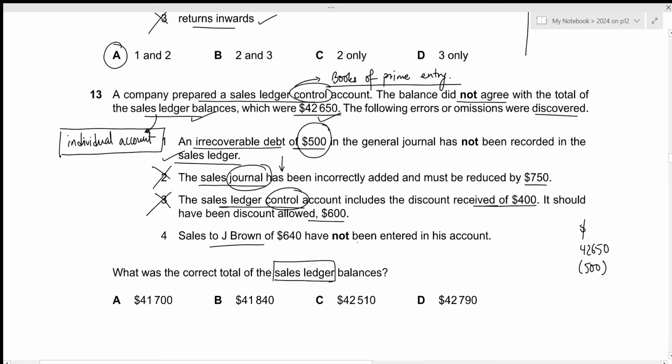Sales to J. Brown of 640 had not been entered in his account. Since it was not entered, it means that it had not been entered within our sales ledger balances as well. And whenever we are making sales on a credit basis, that will increase the value of our trade receivables. So we need to add this value of 640. That is all. Let's calculate the total. 42,650 minus 500 plus 640. This results in the value of 42,790. So this is the answer we're looking for, which is given by option D.